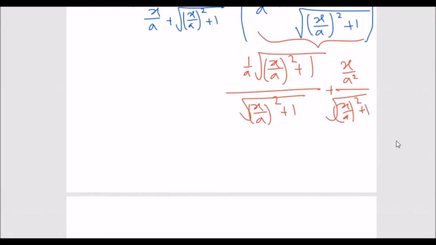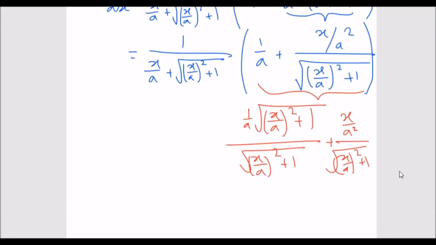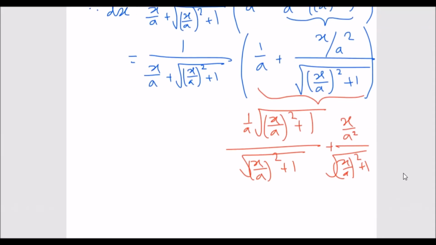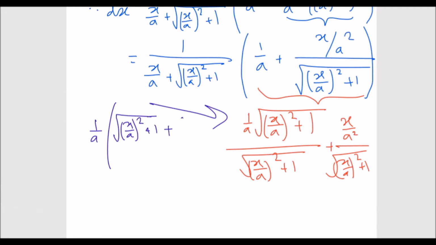If you factor out 1 over a, I'm just going to get another pen. I'm going to factor out 1 over a. So let's do it here. 1 over a goes outside, and we should be left with the big bracket: square root of x over a squared plus 1 plus x over a. And yes, you can see it's actually identical to this expression, all over the same term.